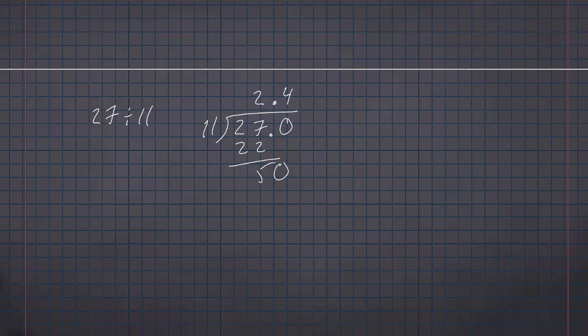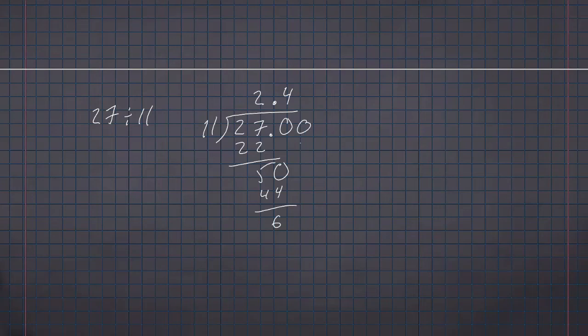If I had 27 divided by 11, well, 11 fits into 27 twice. 2 times 11 is 22. Subtract that off and you get 5. Put in a decimal point and a 0 so we can drop that down. 11 fits into 50 4 times. 4 times 11 is 44. Subtract that off and you get 6.